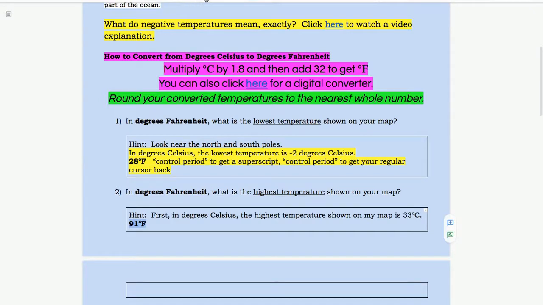That's really warm ocean water. So if you think about this, we have quite the range, 28 degrees Fahrenheit to 91 degrees Fahrenheit. Remember that these are taken from average sea surface temperatures.